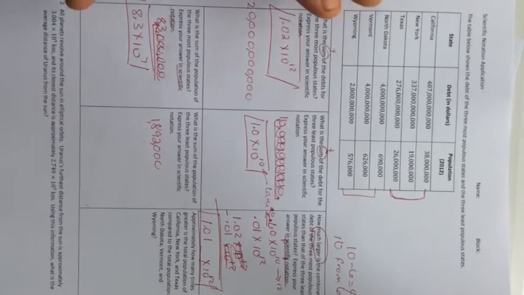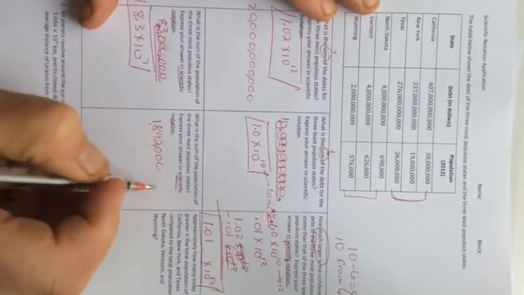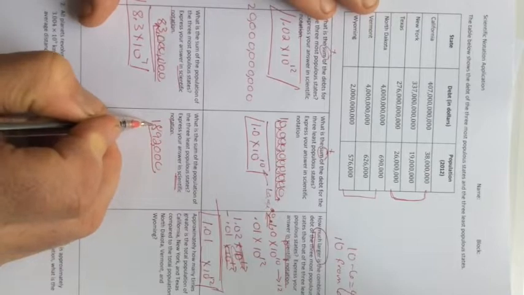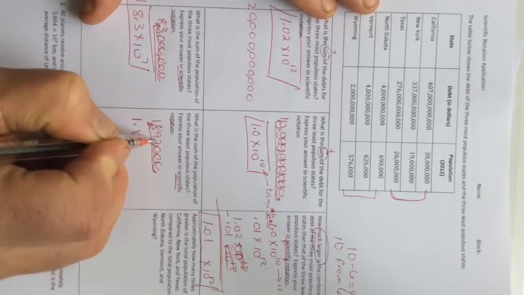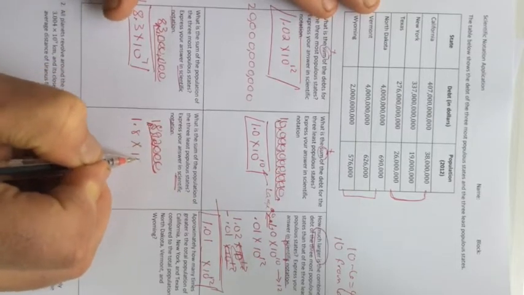And now let's turn that into scientific notation. So I'll move it from there to between the 1 and 8. 1, 2, 3, 4, 5, 6. That was 6 moves.